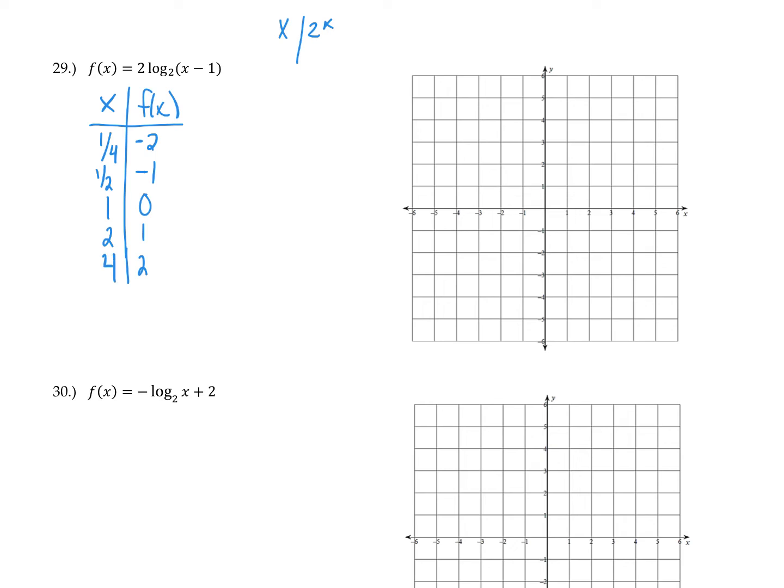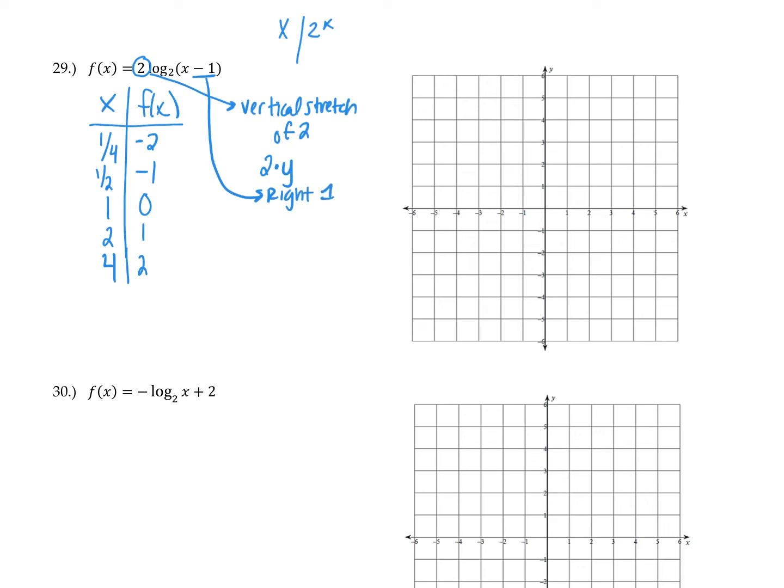All right, now we're going to transform these points. So first I say I have this 2 in front, and that tells me I have a vertical stretch of 2. And so what that means is I'm going to multiply y by 2. All my y values are going to double. Then this -1 tells me that I'm going right 1.